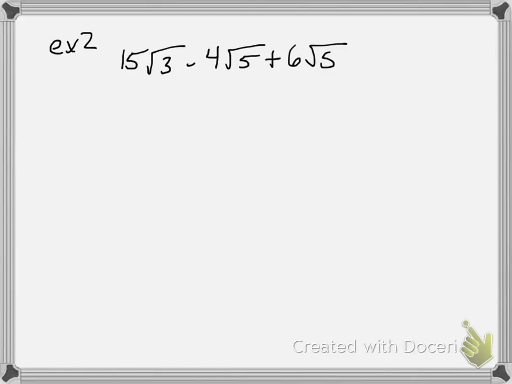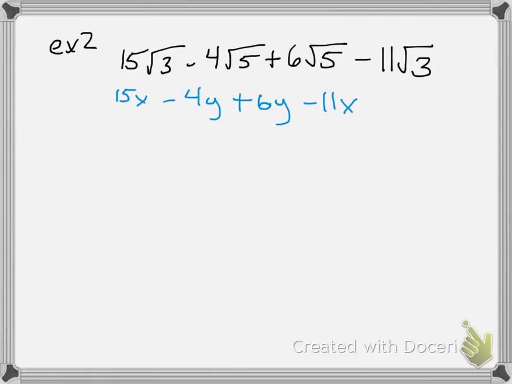Okay, let's try another one. Let's take 15 square root of 3 minus 4 square root of 5 plus 6 square root of 5 minus 11 square root of 3. Now, you will notice that this has two different radicals. This is like a variable expression that has two different variables. So if I replaced these radicals with variables, this is what my expression would look like.